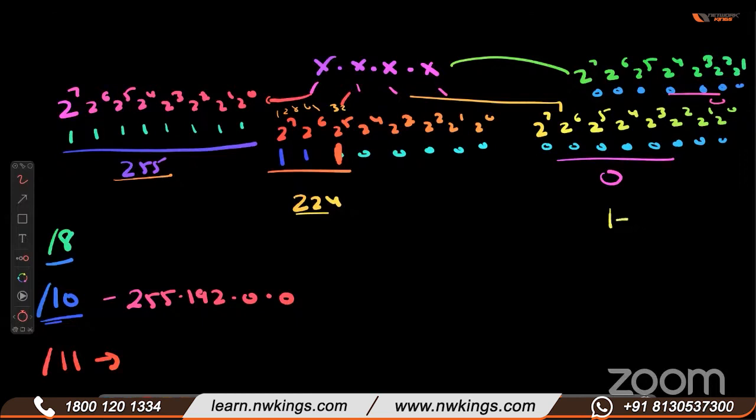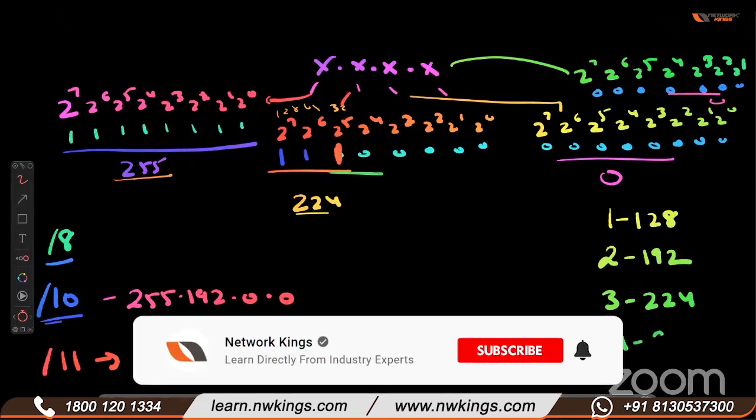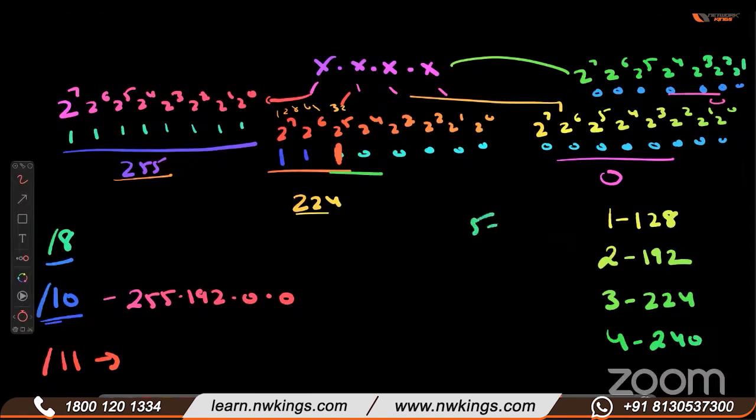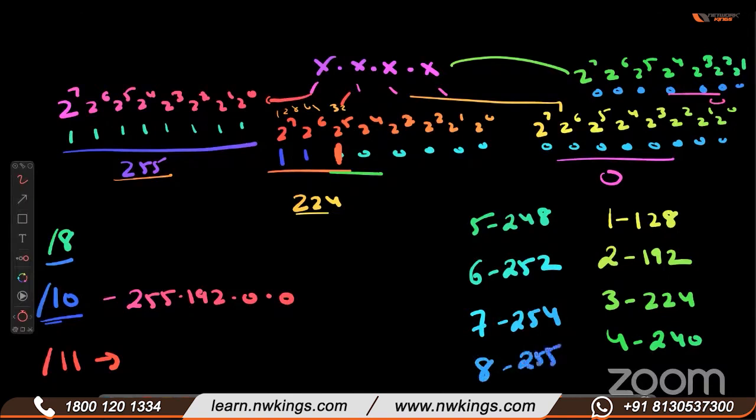This is a shortcut. For 1 bit, we always get 128. For 2 bits, we always get 192. For 3 bits, we always get 224. For 4 bits, we always get 240. For 5 bits, we always get 248. For 6 bits, we get 252. For 7 bits, we get 254. If you add 8, you already know the answer: 255. Got it now? Yes.